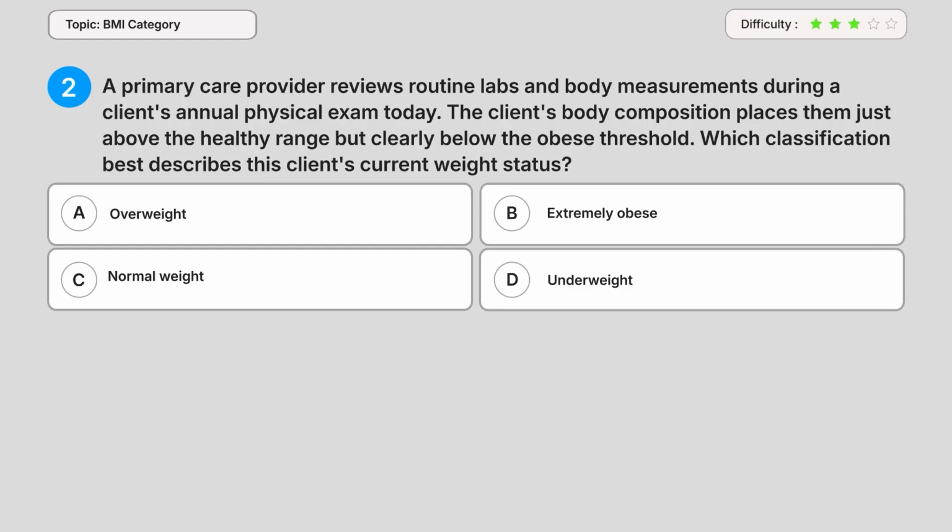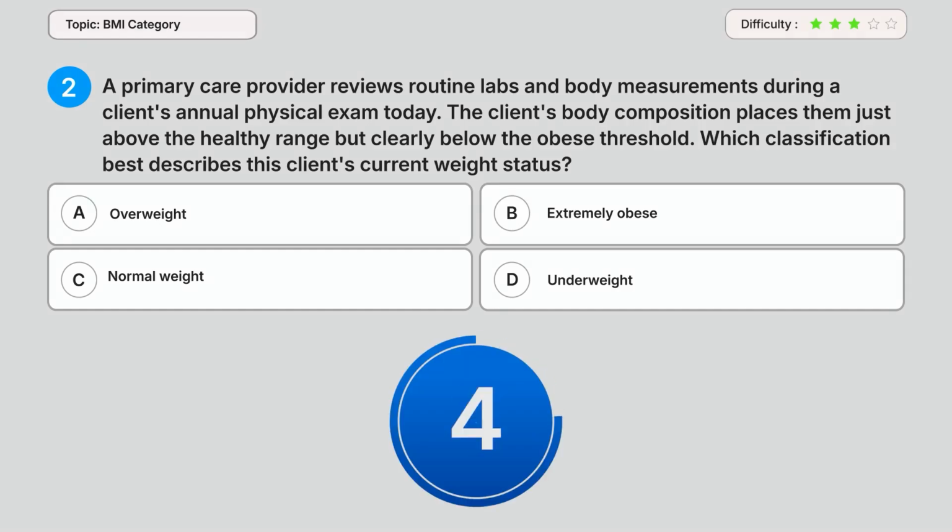A. Overweight. B. Extremely obese. C. Normal weight. D. Underweight. Do you know the answer?